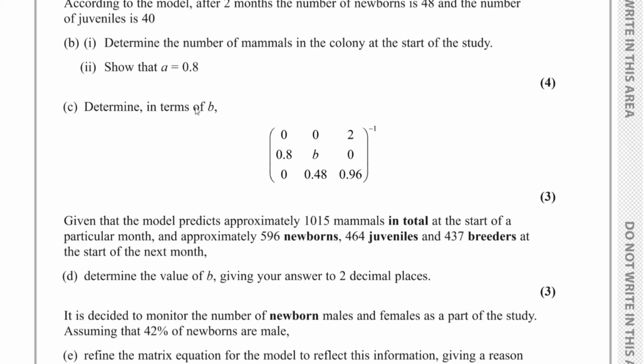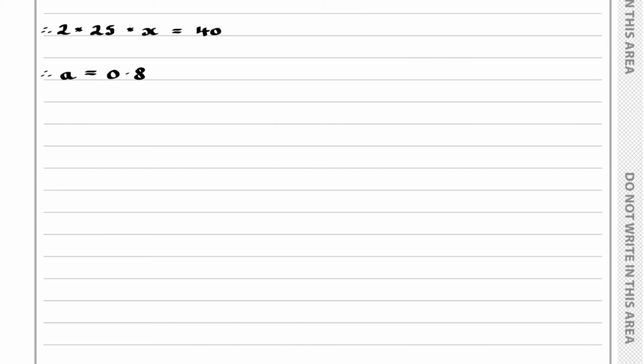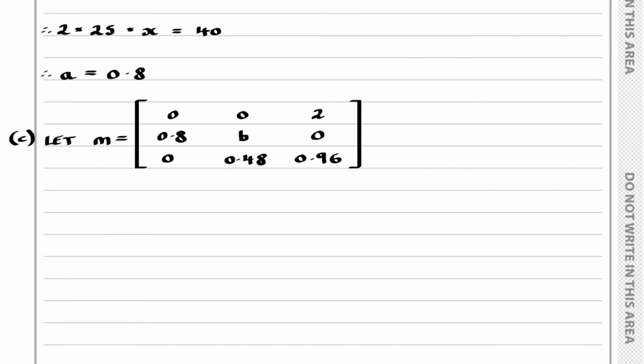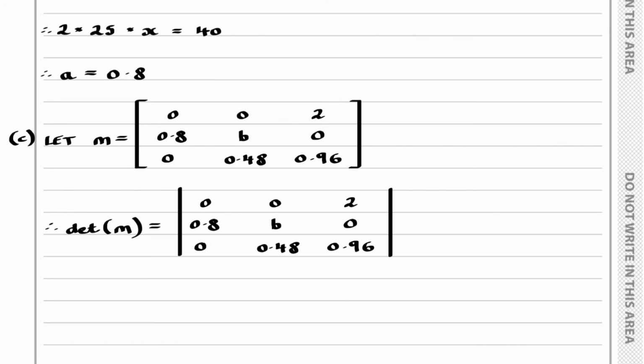Part C, we have to determine in terms of B the inverse of the matrix 0, 0, 2, 0.8, B, 0, 0, 0.48, 0.96. And notice, this 0.8 is the value of A. So for part C, the first thing we will do is let the matrix M equal 0, 0, 2, 0.8, B, 0, 0, 0.48, 0.96. Our first step is to find the determinant of this matrix M, as we see here.